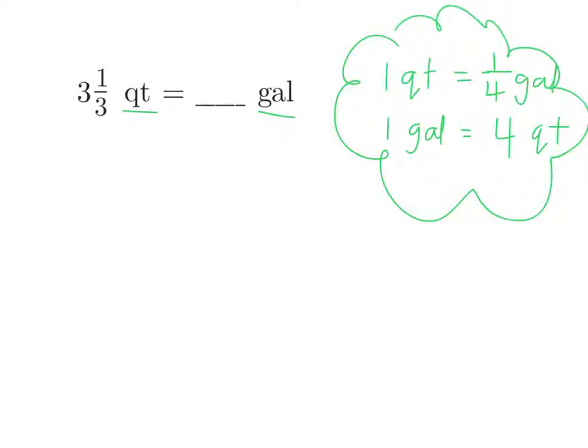Kazu, start me off. How do I do this conversion now that I have my thought bubbles? 3 1/3 copies of? 1 quart. You got it. Okay, very nice. Okay, what comes next, Samarth? So, okay, 3 1/3 times.